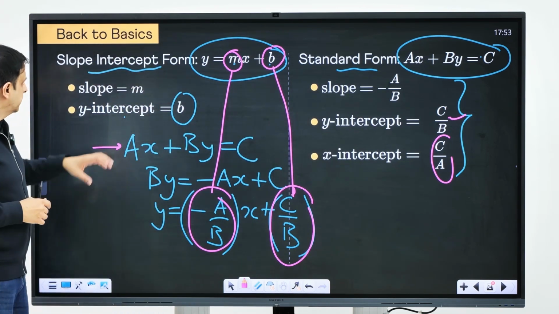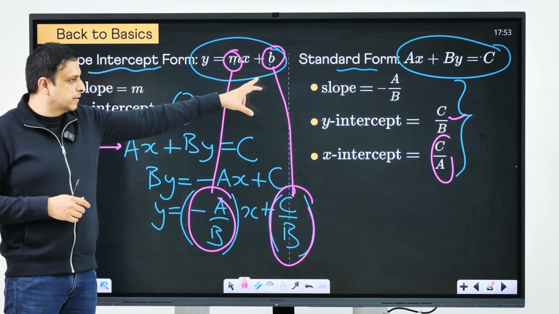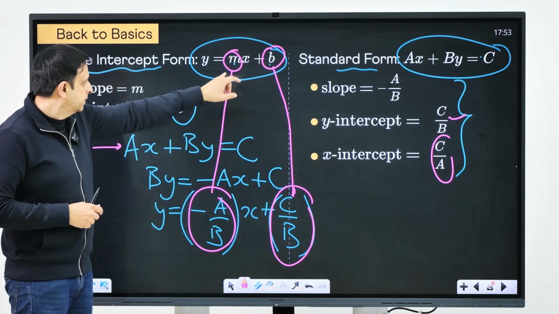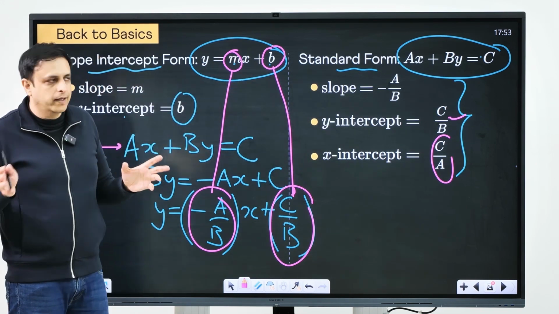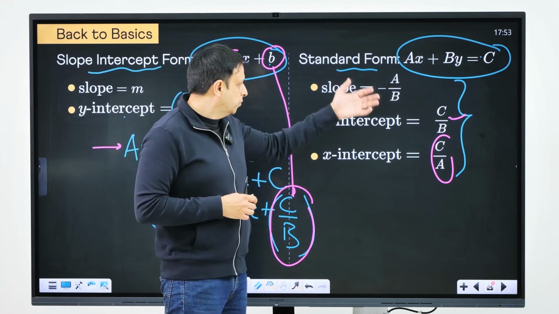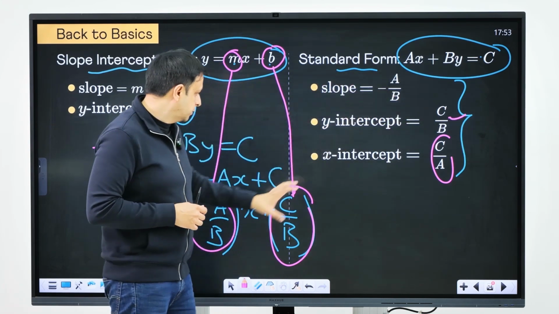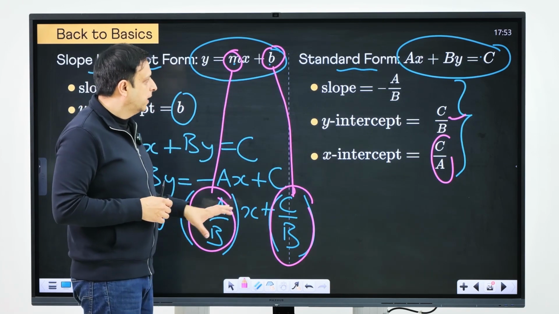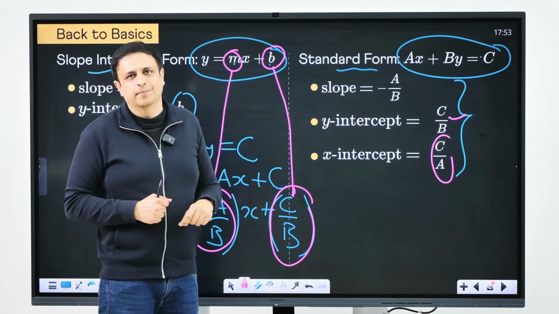So that's the summary here. Slope-intercept form, y equal to mx plus b, and from here the slope and y-intercept are directly evident. And then you have the standard form ax plus by equal to c, and then you can use these expressions, or you can just use first principles like what we did here and find the slope and the intercepts.